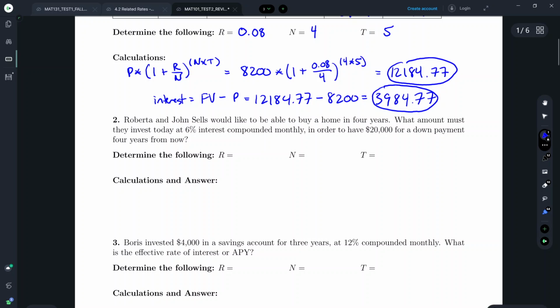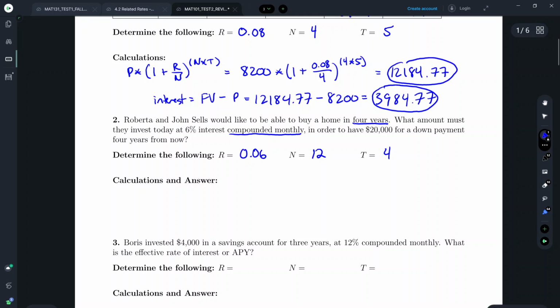Okay, so for us, let's identify these variables. R again is just the interest rate, which is 6%, but in decimal form that would be 0.06. And then N is how it's being compounded. Here it is compounded monthly, and there's 12 months in a year, so N is 12. And then the time is the total time for the investment, so that's 4 years.